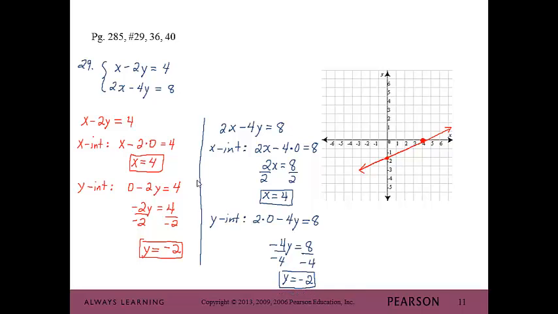So now notice that the x-intercepts for both equations are equal. The y-intercepts for both equations are equal. Therefore, if we were to graph the second equation, it would actually fall on the same line. Therefore, the solution to this system is infinitely many.